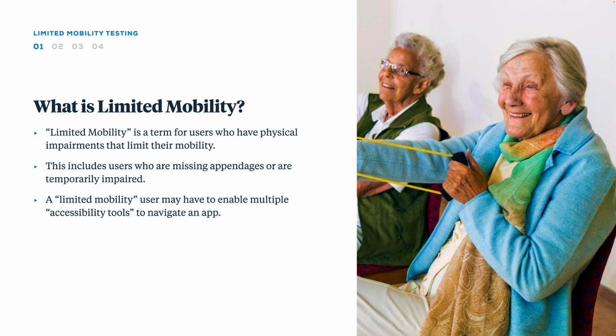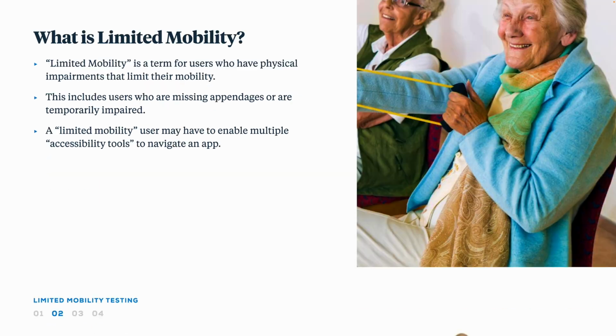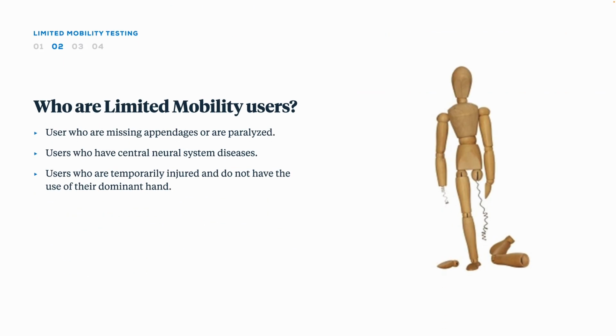So what is limited mobility? Well, limited mobility is a term for users who have physical impairments that limit their mobility. This includes users who are missing appendages or are temporarily impaired, may have arthritis or something like that. One other thing for limited mobility users is that they may have to enable multiple accessibility tools. So who are limited mobility users? Well, there's users who are either missing limbs or could possibly be paralyzed. Some of these users are ones with central nervous system issues, like Parkinson's disease, or users who are temporarily injured and do not have the use of their dominant hand.